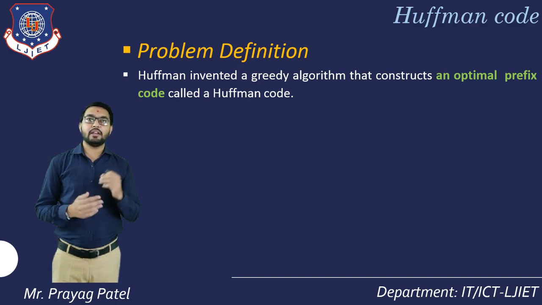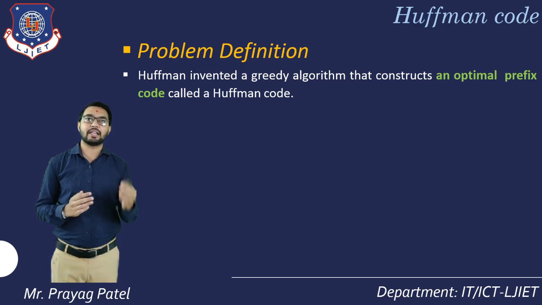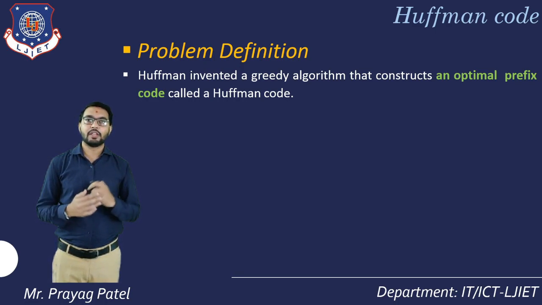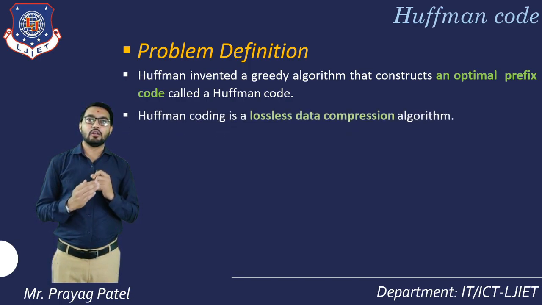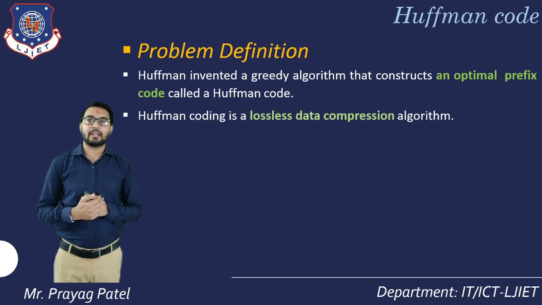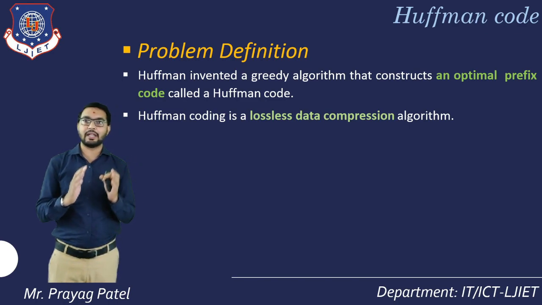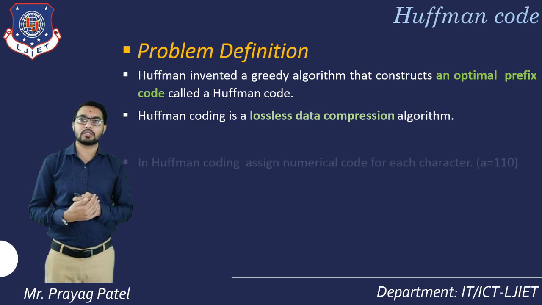Huffman invented a greedy algorithm to find the optimal solution. Means we can say that the optimal prefix code is called the Huffman code. Huffman coding is a lossless data compression technique. Means you can compress the data without any loss.